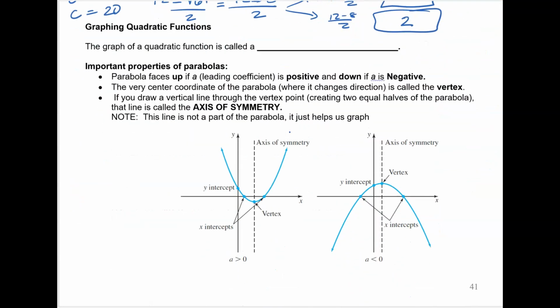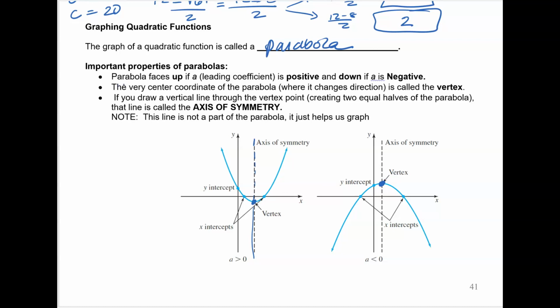So graphing quadratic functions. The graph of a quadratic function, I've already mentioned, is called a parabola. Okay, and that's this U-shaped graph. The axis of symmetry is just this invisible line that divides it into 2 separate halves, because these halves are symmetric. So knowing that it's symmetric actually can help us graph quite a bit. We have what's called a vertex, which is the point either at the very bottom or the very top. So that's helpful.